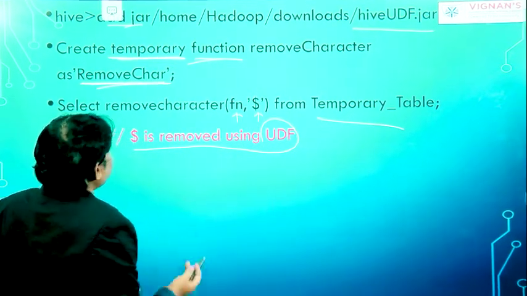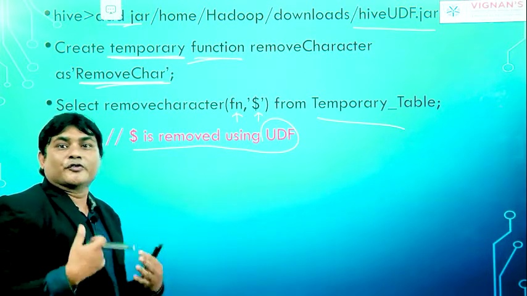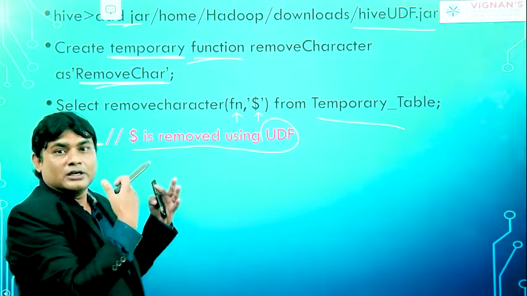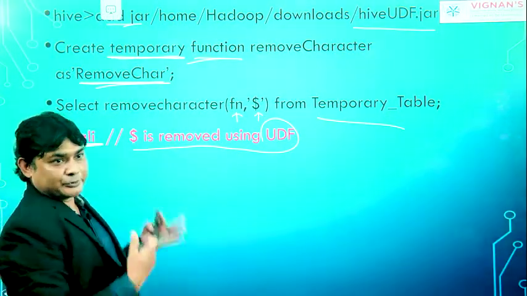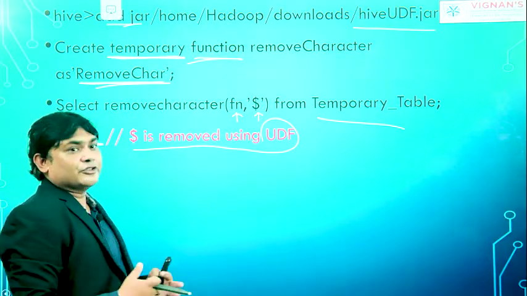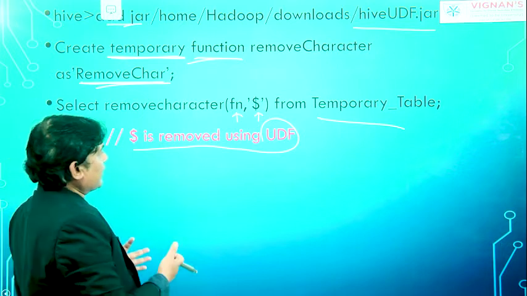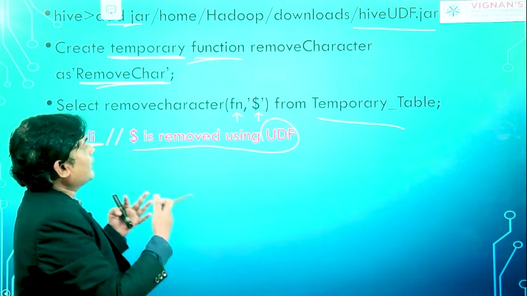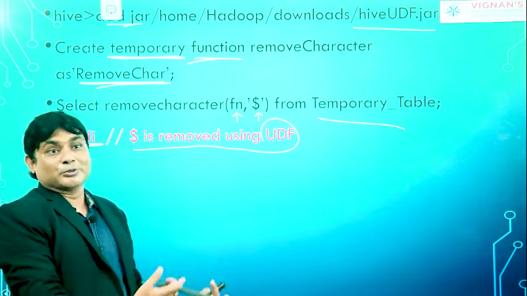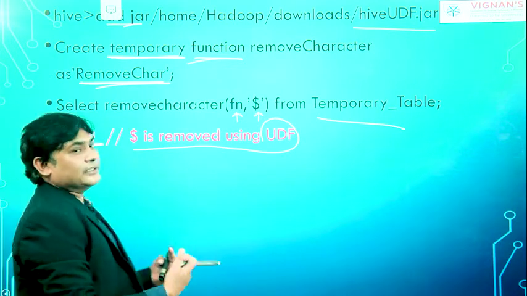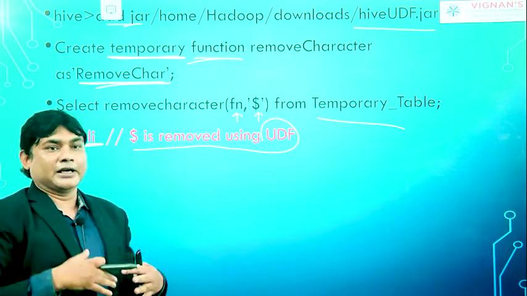So likewise, you can create your own functions by using a jar program. You can write a program, then convert it into a jar file, add it into the Hive shell, and then in the Hive shell you can run these queries so that you can get a proper solution. You can solve your problem. So this is how we create user defined functions in Hive.